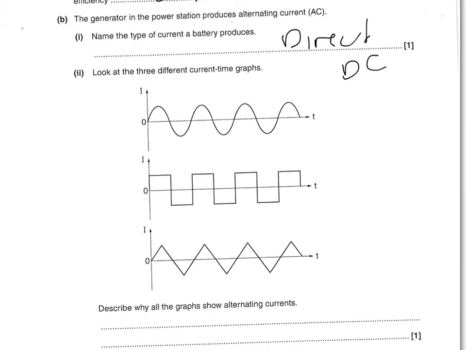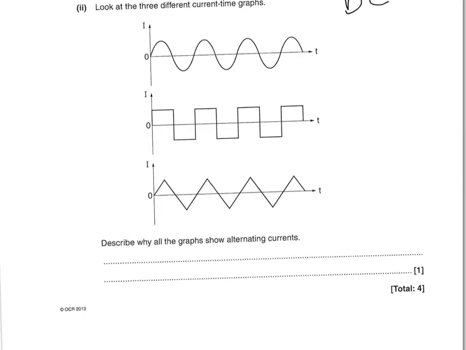And then look at the 3 different current time graphs. Describe why all the graphs show alternating currents. So that's the idea that each graph shows values above and below 0, or the values go up and down above and below 0, or there are readings that are positive and negative, or that it flows in 2 directions. So any of those points get that 1 mark.